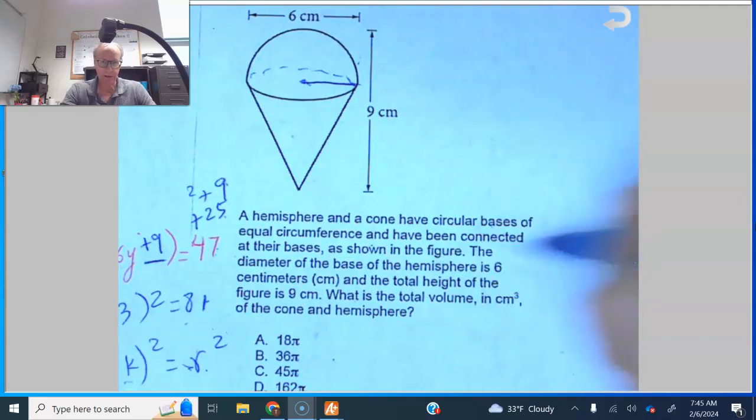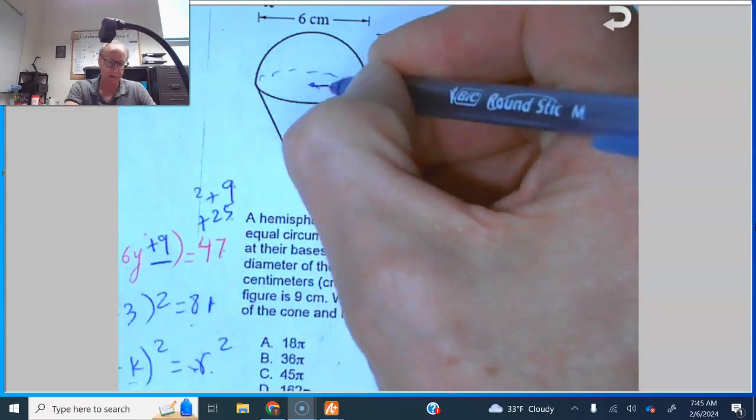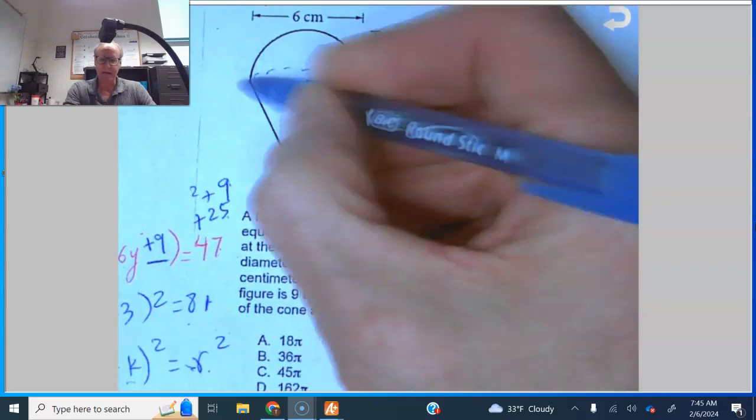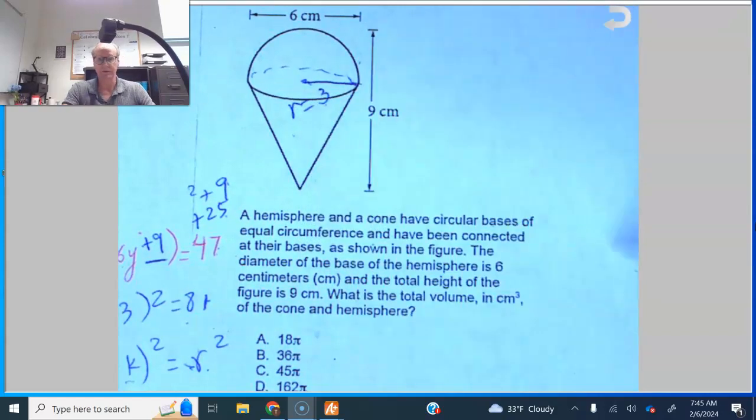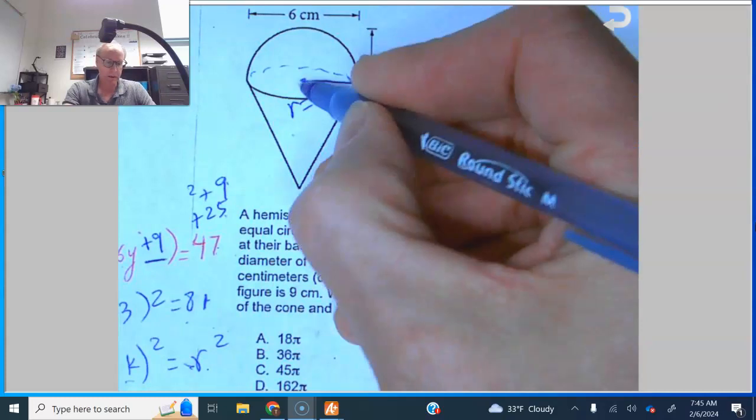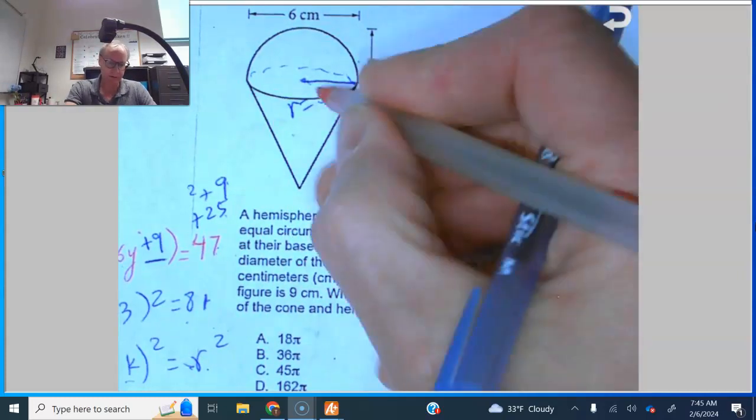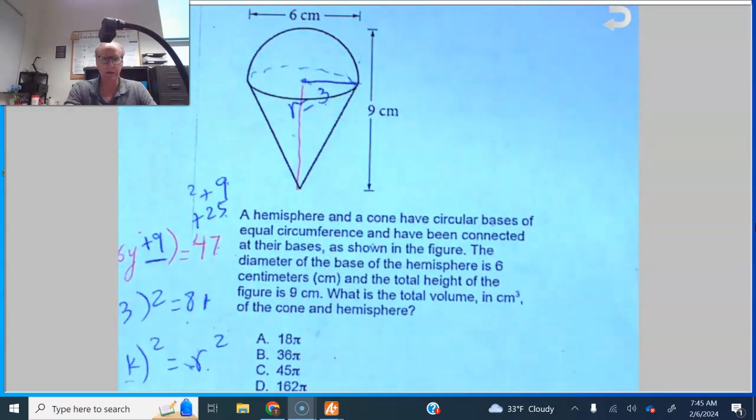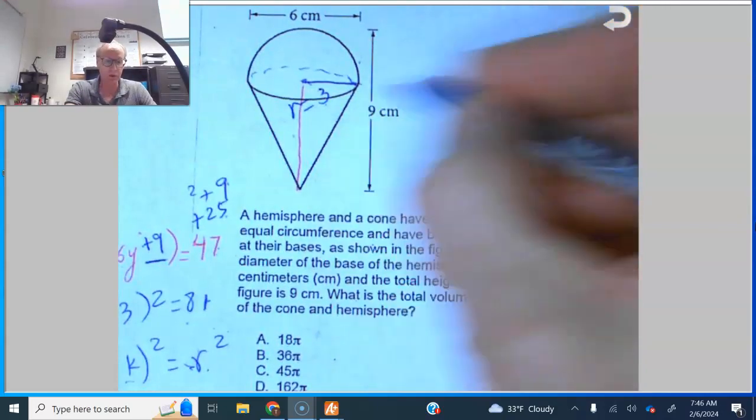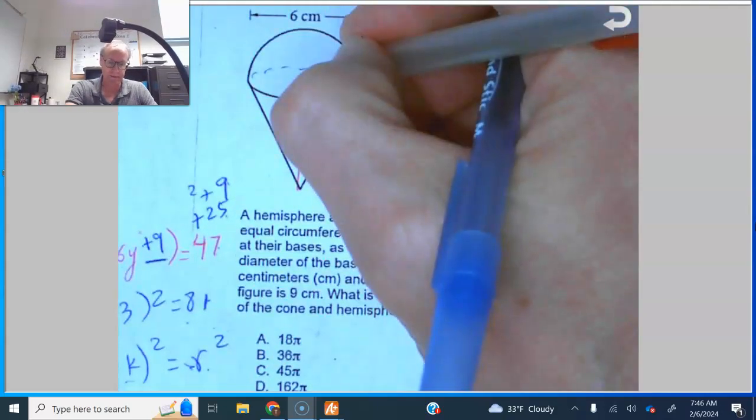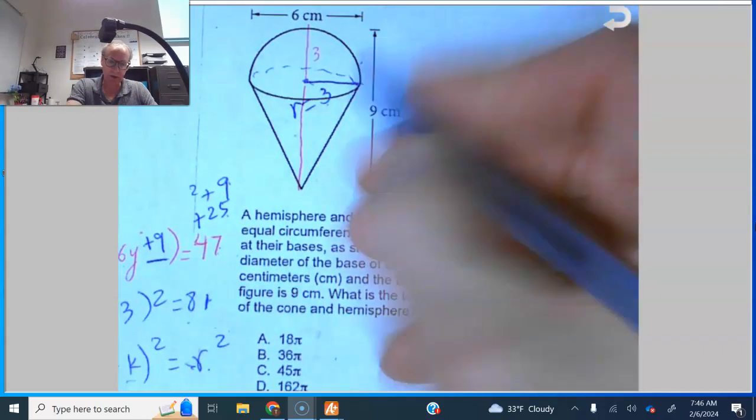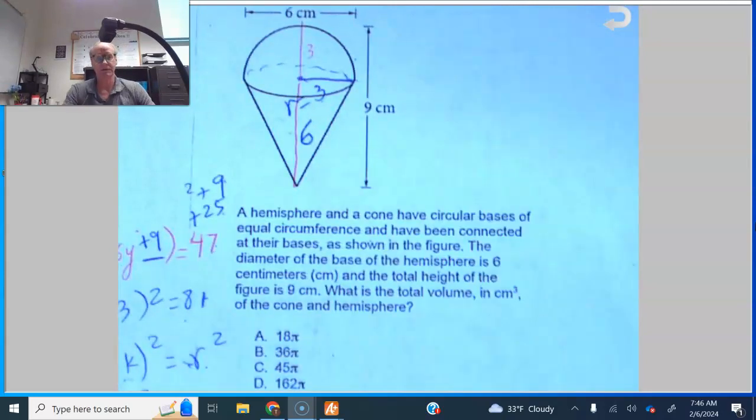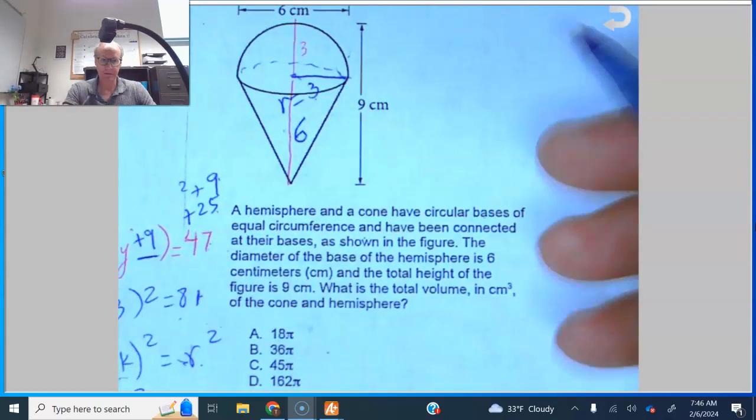The diameter of the base is 6, so the radius is 3. They said the diameter is 6. I would rather have the radius because it's easier to use with the formulas. And the height of this thing, I'll draw in the height here for you. This is the height of the cone. It says is 9 centimeters. Oh no, it says the total height is 9 centimeters. So this piece is 3, and the height of the cone is 6. Tricky little question there. So the height of the cone is 6.